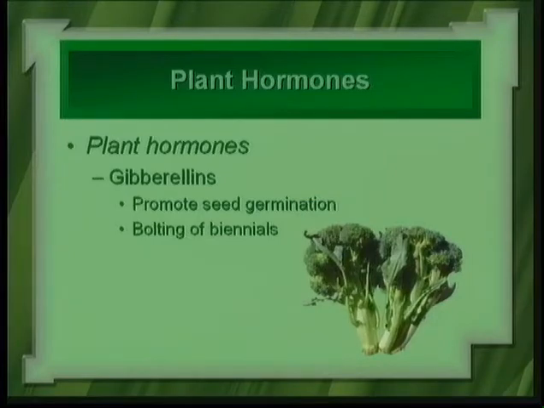Another thing is that these gibberellins will also cause a bolting of what they call biennials. So this, of course, is broccoli. Did you know that broccoli and cabbage and cauliflower and kale and Brussels sprouts and other more exotic things such as kohlrabi are all the same species? They are all Brassica oleracea. These are also biennial plants, just like cabbages.